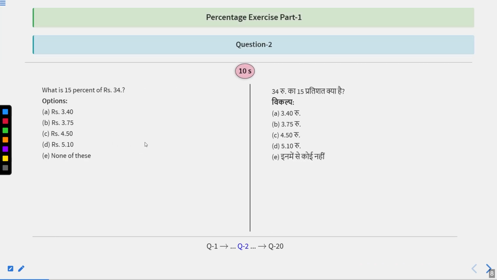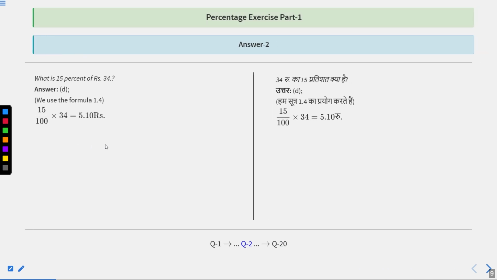What is 15% of 34? Again, I give you 10 seconds to try to solve the question. Okay, start. Now your time's up. We move to the solution. Now, 15% of 34. When you change 15%, we can write it as 15 upon 100 multiplied by 34. We get the value 5.10 rupees.